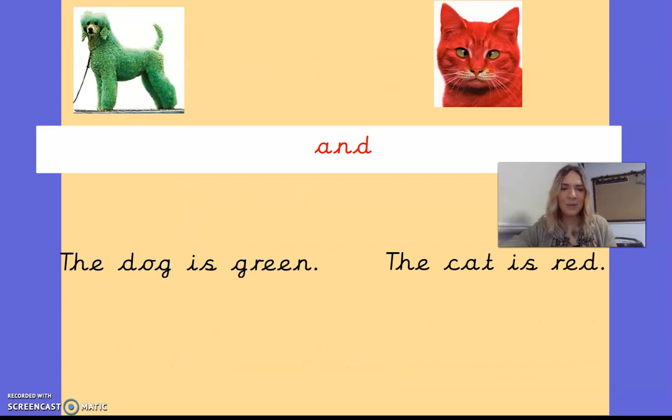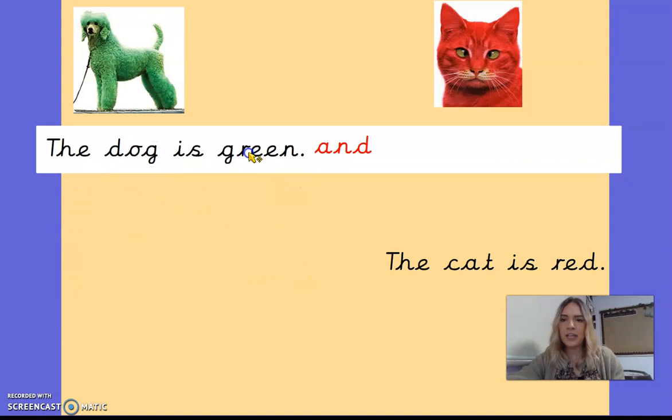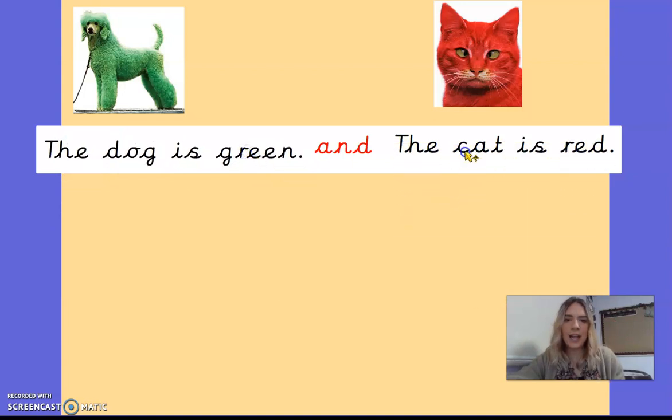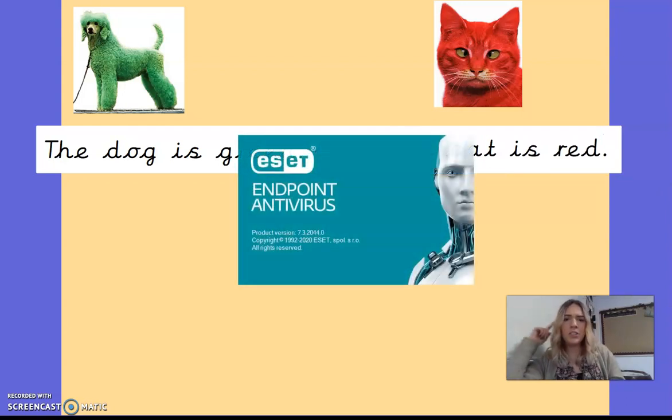So here we are going to have a look at how to do it. So I've got my two sentences and I've got the word and. I want one of those sentences on either side of my word and. So they are going to sandwich the word and. So I've got the dog is green, the cat is red, but it doesn't look quite right as one sentence to me. What do you think?